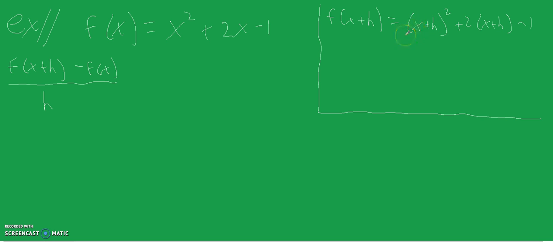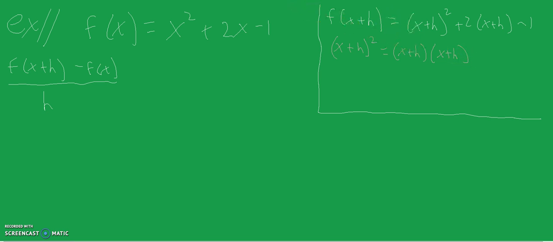Okay, so let's keep on going. Now I need to find out what (x plus h) squared is first. So I'm actually going to do that in pink really quick, and then I'll go back and write it into my equation. So we need to do (x plus h) squared. Well, I know that's equal to x plus h times x plus h, and we can see that we have to FOIL this now.